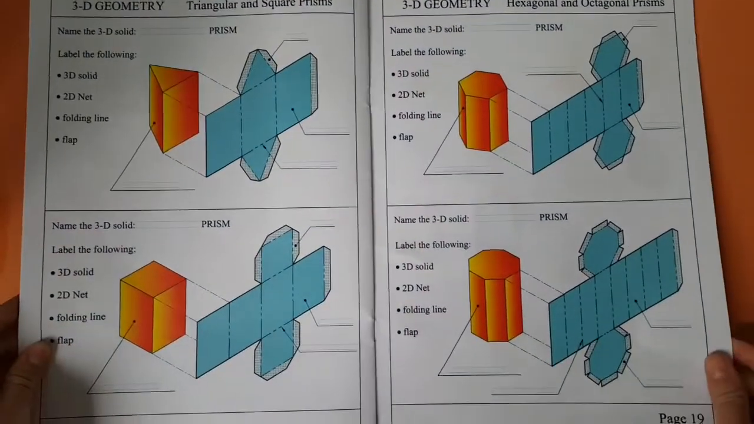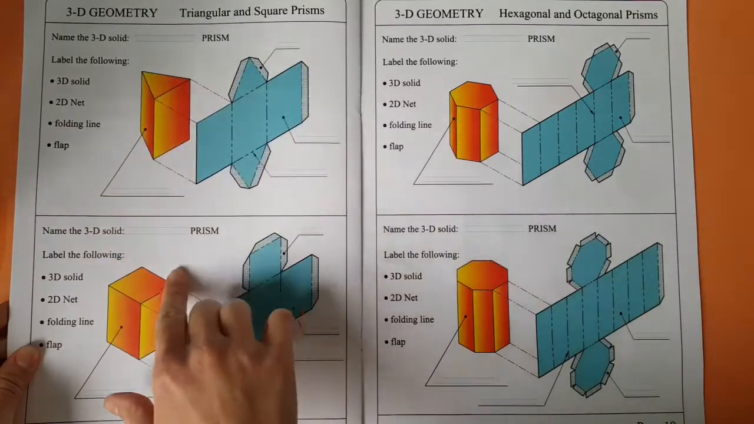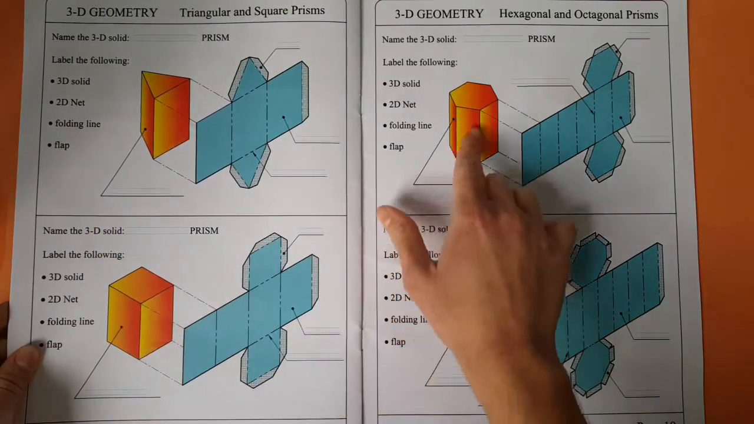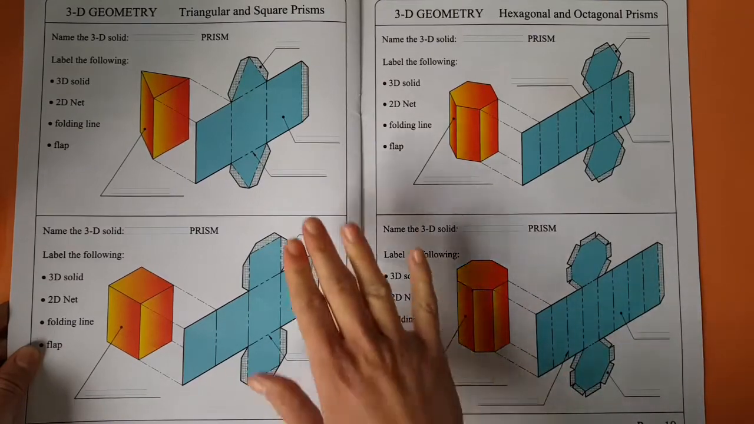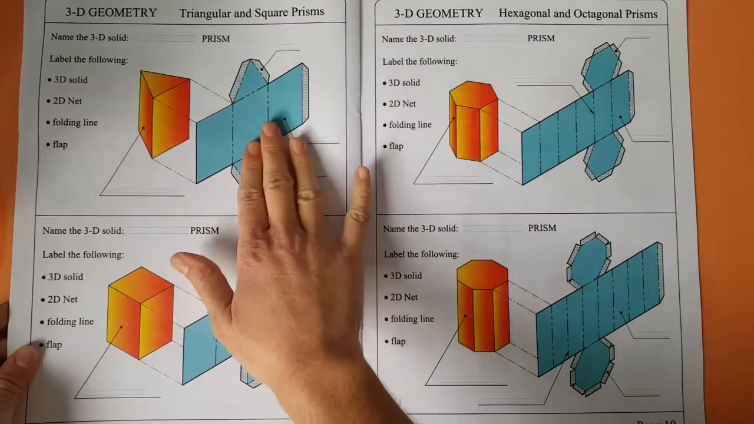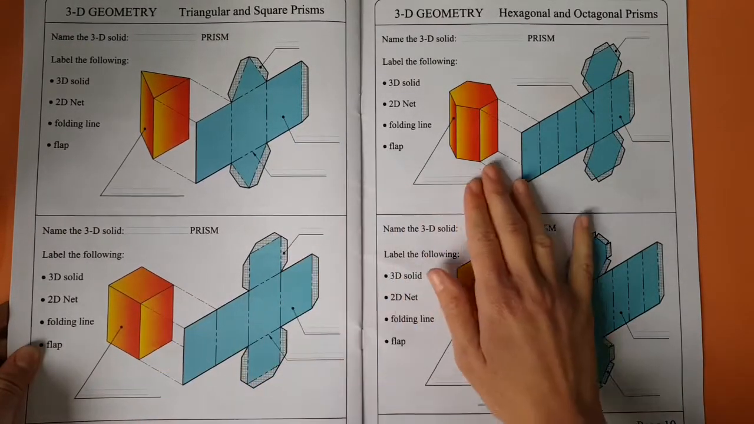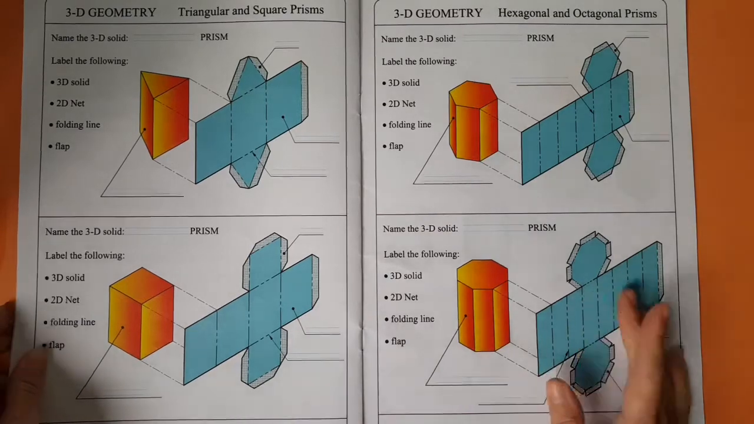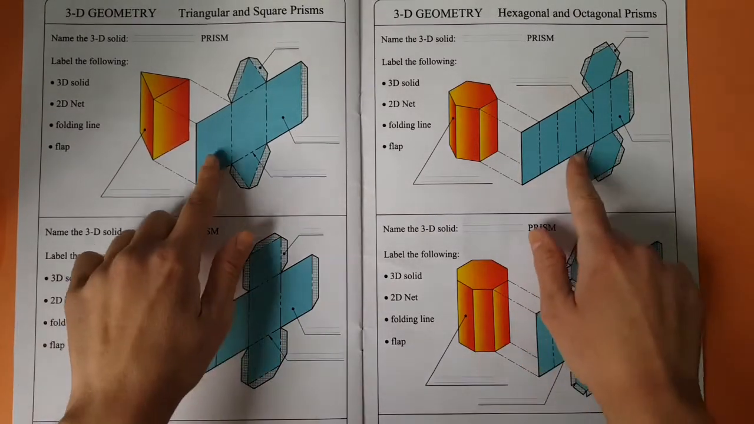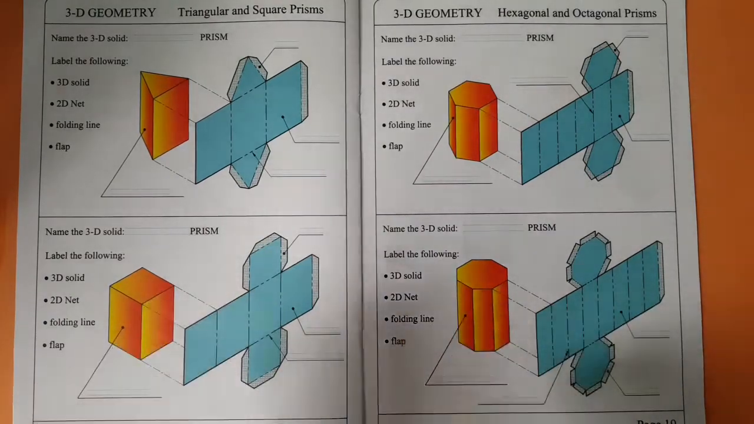In these exercises we have 4 orange 3D solids, and these 3D solids are prisms. Now right next to the prisms we have their 2D nets, and when you fold these 2D nets they will form the 3D solid prisms which are right next to them.